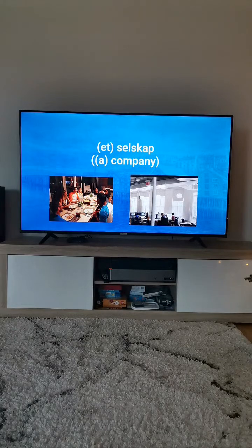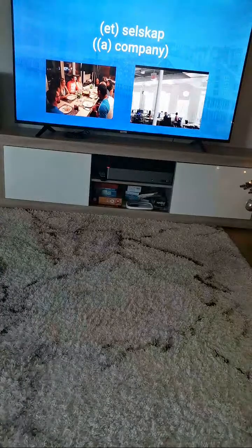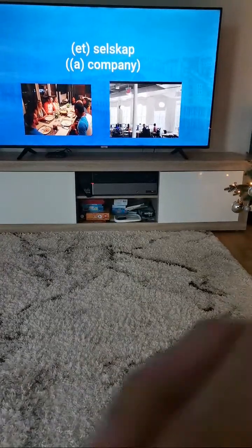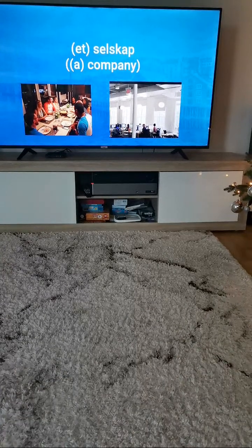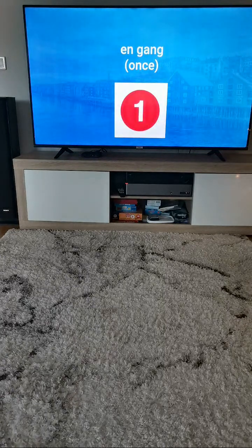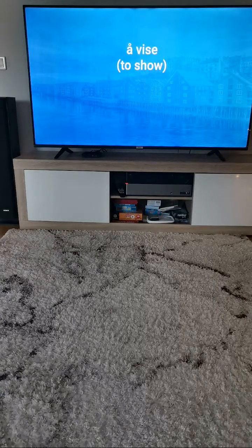Company is selskap. Et selskap. And this word selskap, it doesn't just mean company, as in like a business, but it also means like a little dinner party type thing. And it also means company in the sense of being with other people. Once is en gang, which literally means one time. A city is en by. To show is å vise.